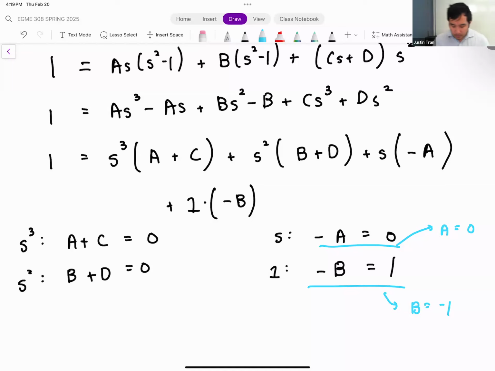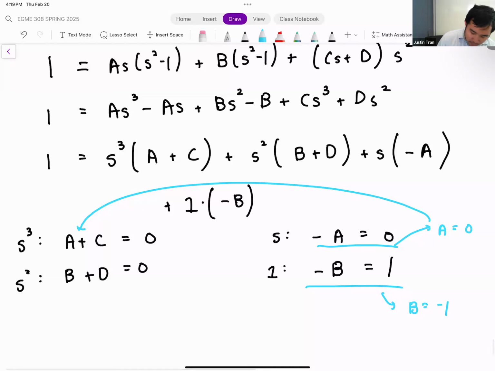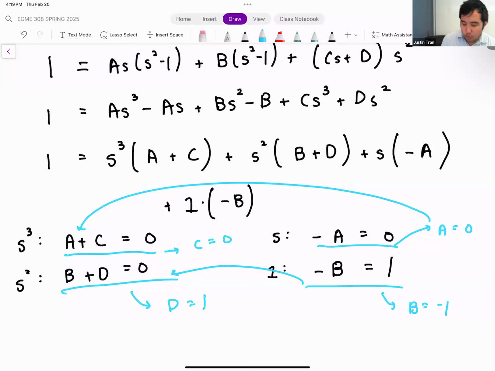Okay. We can then take this result of A is equal to 0, plug it into this equation here. And so if A is equal to 0, that means C must equal 0 for this equation to be satisfied as well. Because we have 0 plus 0 is 0. Then from this equation here, you plug in the fact that B is equal to minus 1. The only way to make this true is if D is equal to 1.